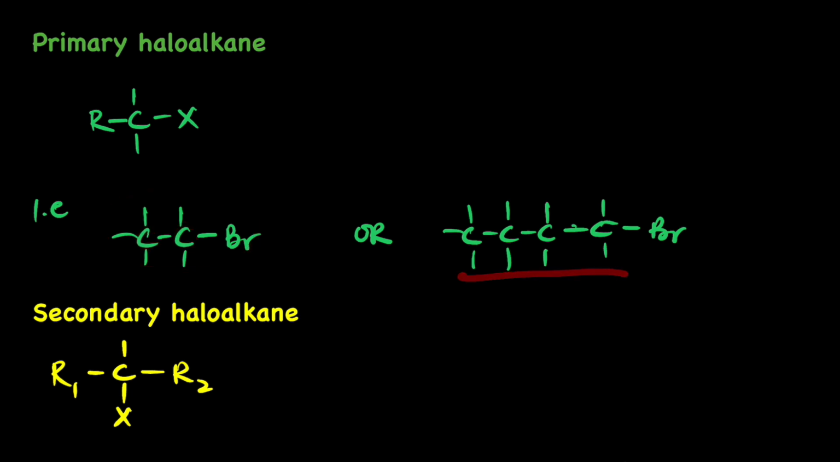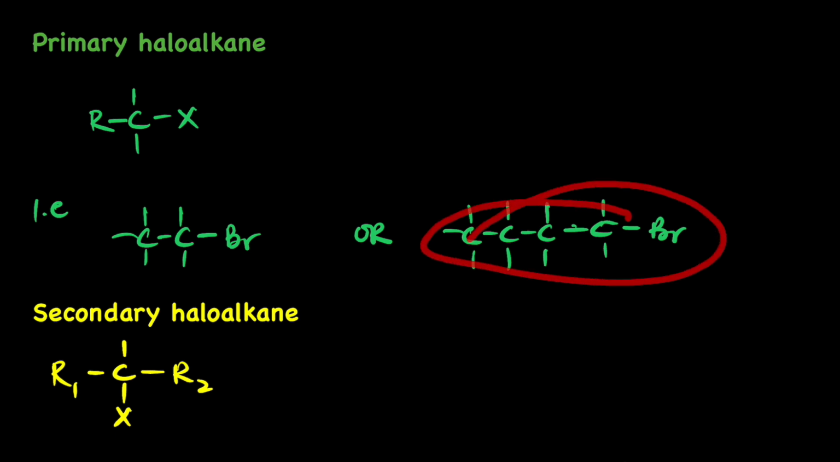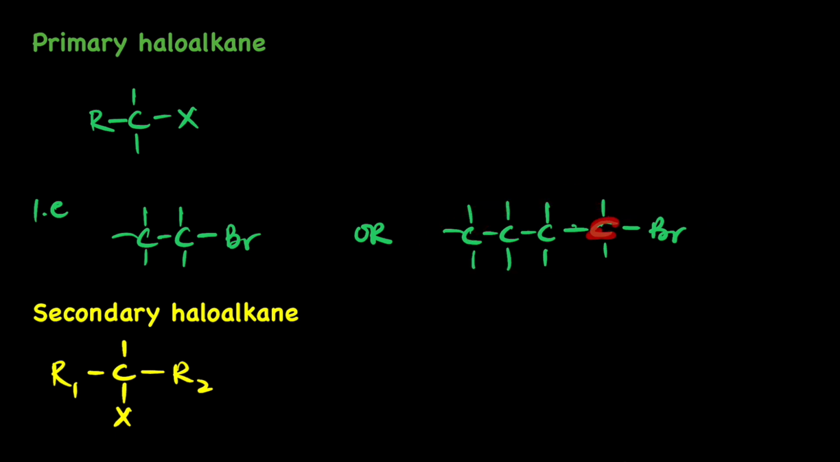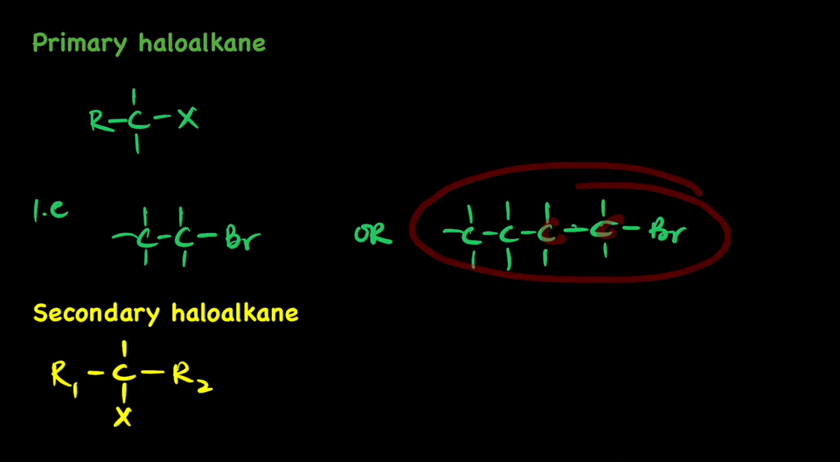Let's look at another example here. So we have this haloalkane, but the carbon where the halogen is attached is bonded to only one carbon. It's only bonded to this one. This carbon is only bonded to this one. It makes this a primary, right?